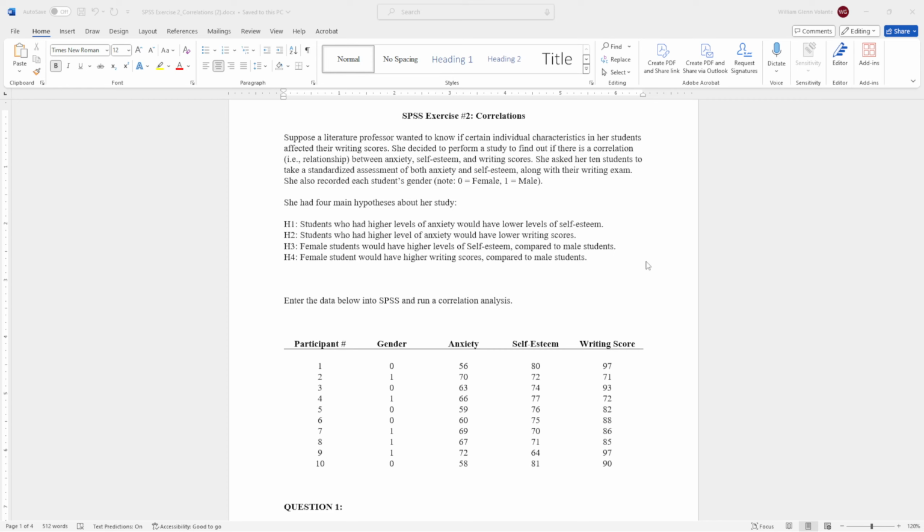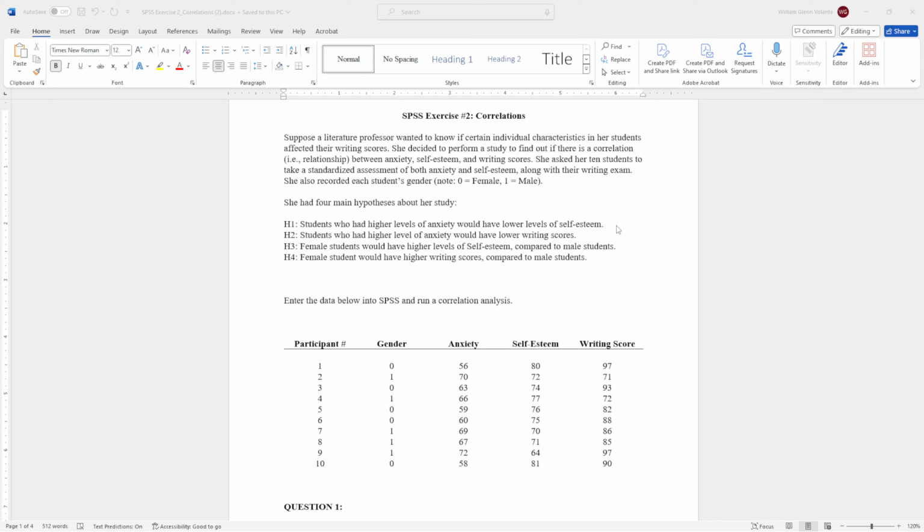She had four main hypotheses to her study. Hypothesis 1 was that students who had higher levels of anxiety would have lower levels of self-esteem. Number 2 was that students who had higher levels of anxiety would have lower writing scores. Number 3 was that female students would have higher levels of self-esteem compared to male students. And number 4 is that female students would have higher writing scores compared to male students.